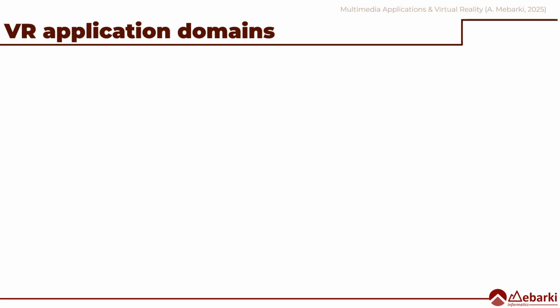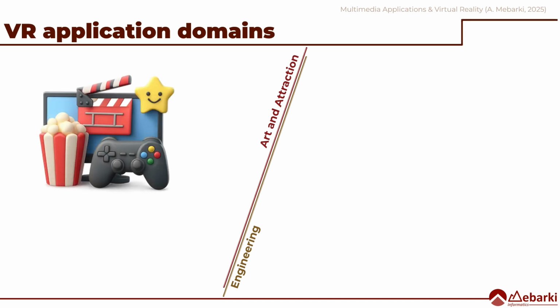Let's now look at where virtual reality actually finds its applications. In practice, VR applications fall into 2 major families: art and attraction, and engineering. These 2 families correspond to 2 very different philosophies of use, one driven by imagination and emotion, the other by precision and simulation.